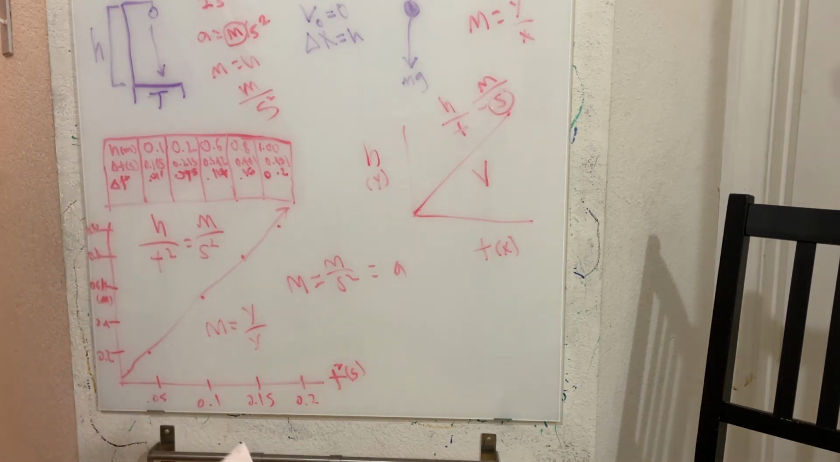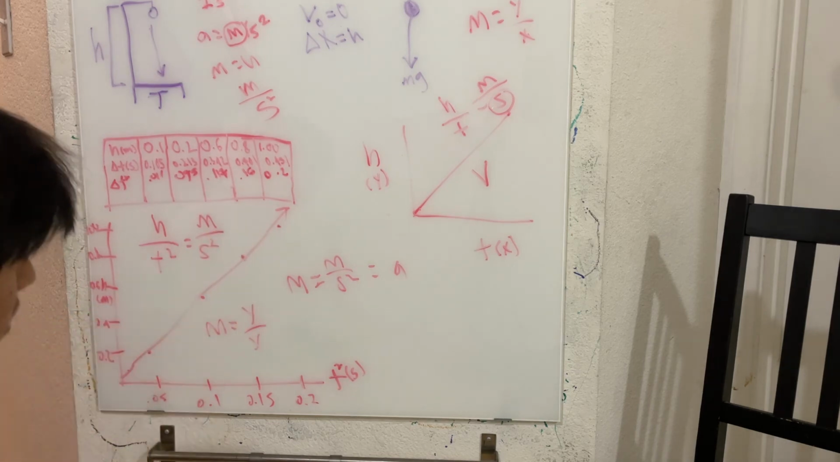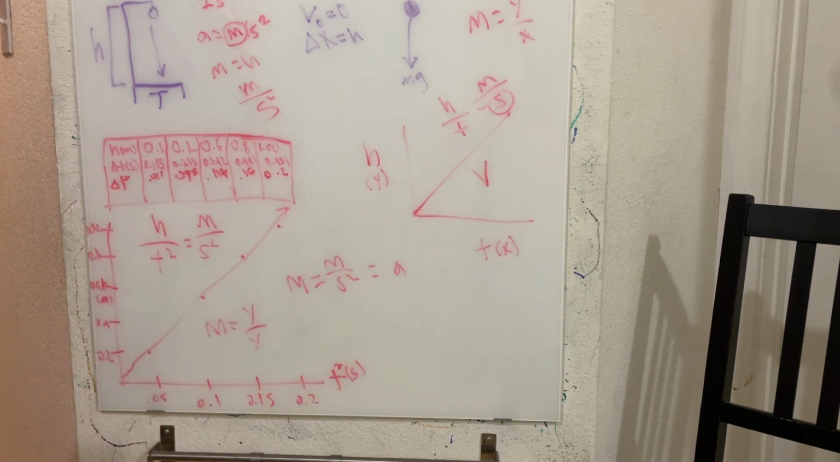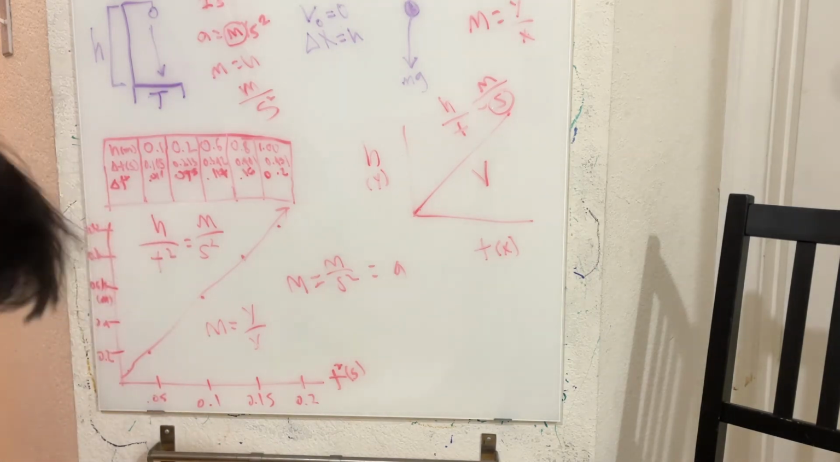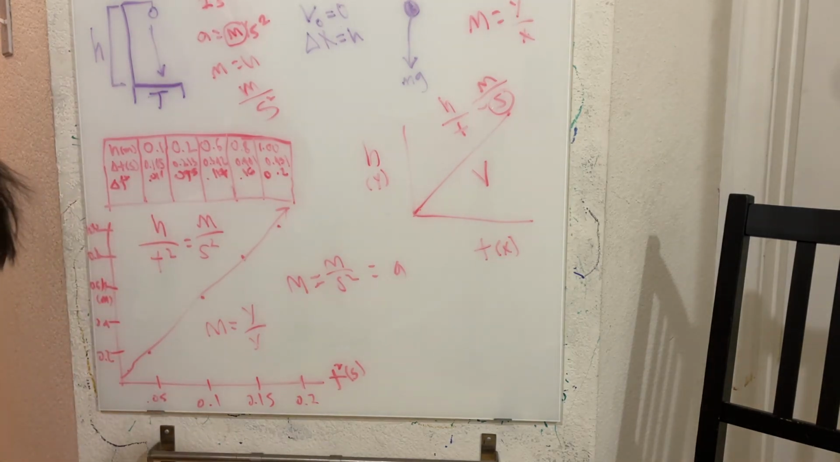So yeah, the slope of this line would show the acceleration for each given height according to its delta time squared. So yeah, pretty sure that's the end of the problem.